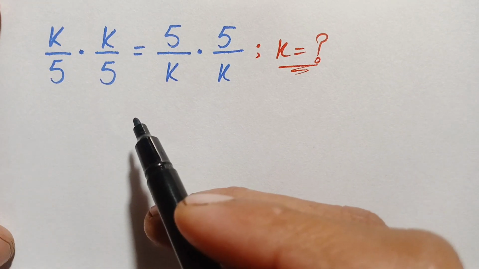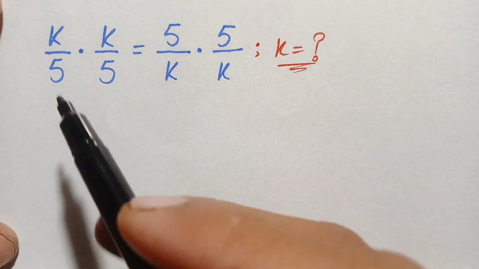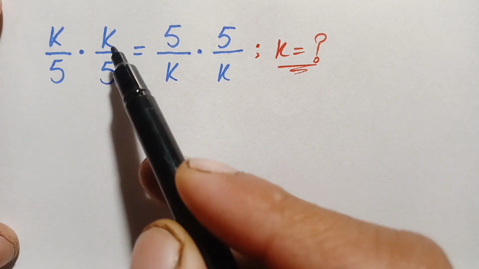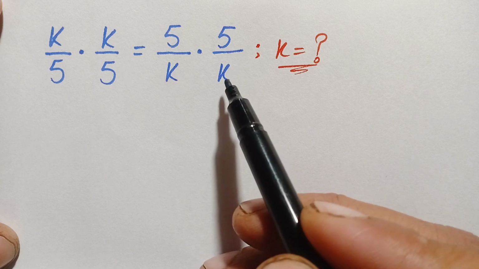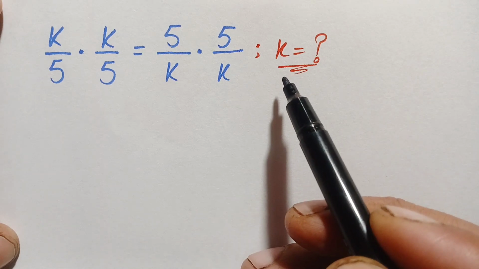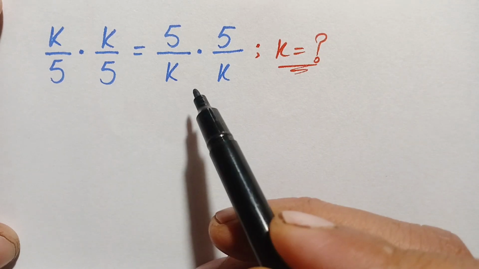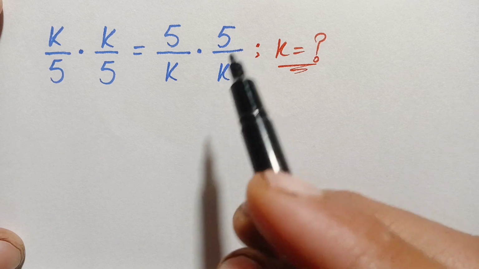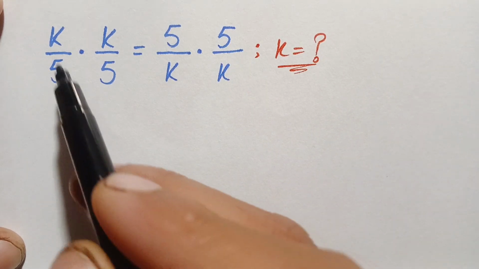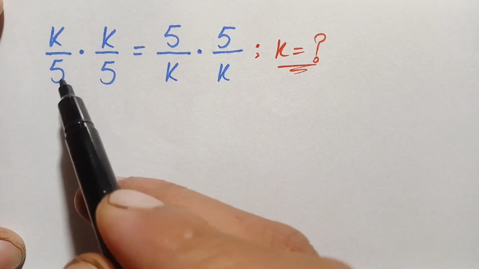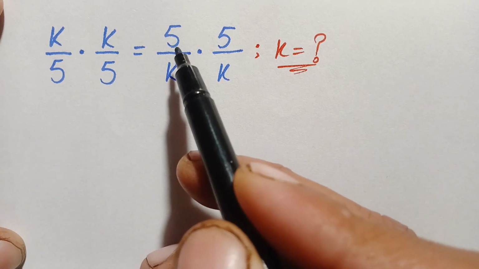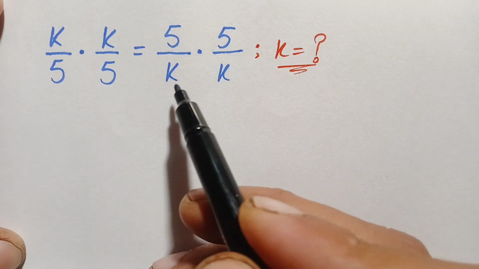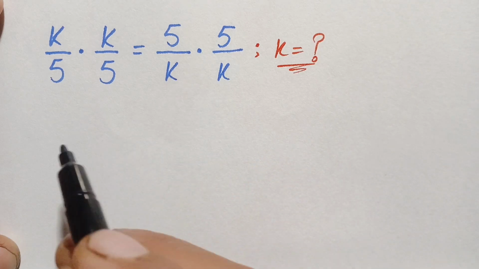How to solve this nice algebra math problem, which is k/5 times k/5 is equal to 5/k times 5/k. Here we will try to find out the value of k from this nice algebra math problem. So what we'll do here? On the left hand side we will multiply numerator with numerator and denominator with denominator. And in the same way on the right hand side we will multiply numerator with numerator and denominator with denominator.